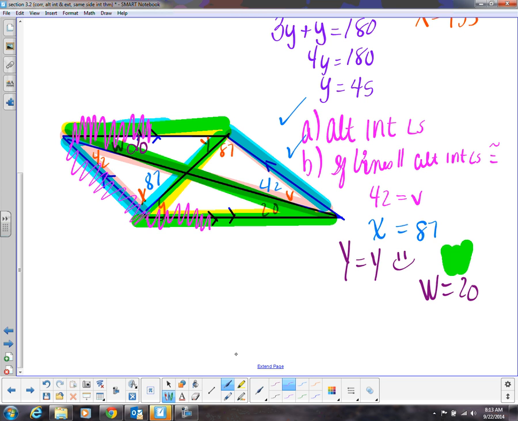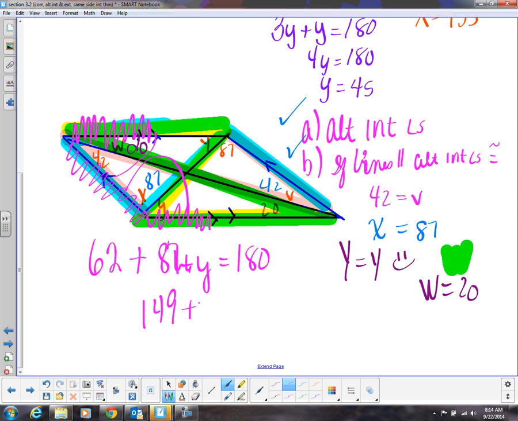A C. However, what's involved? This angle, which is not 42 and not 20, but what? 62. And then this angle, which is not just 87 and not just Y, but 87 plus Y is what? 180. So now 149 plus Y equals 180. You subtract 149 and you're going to get 31.